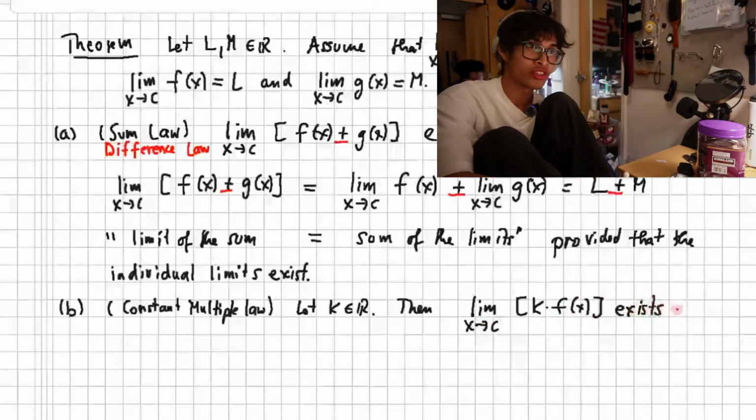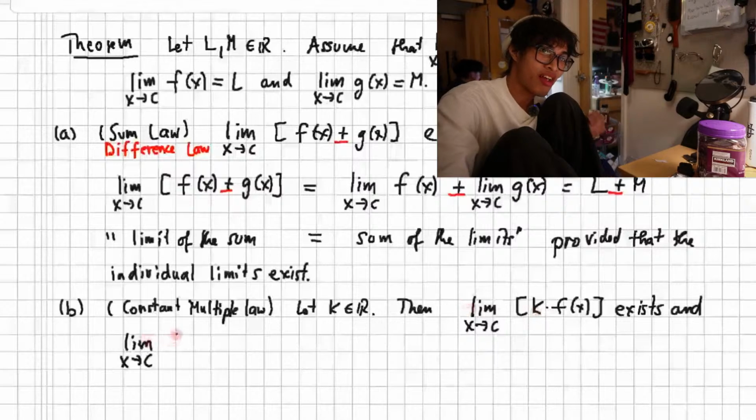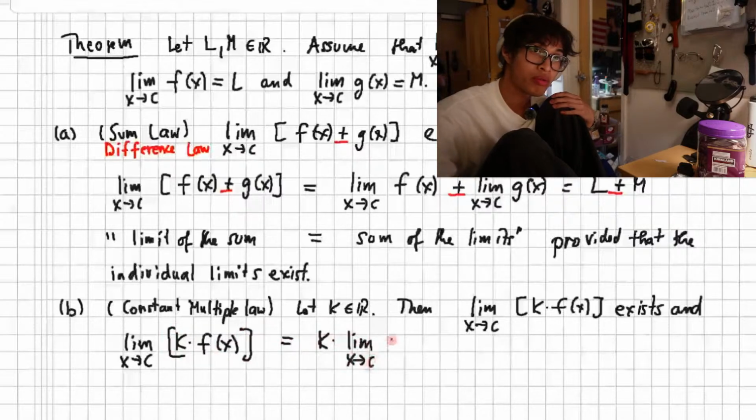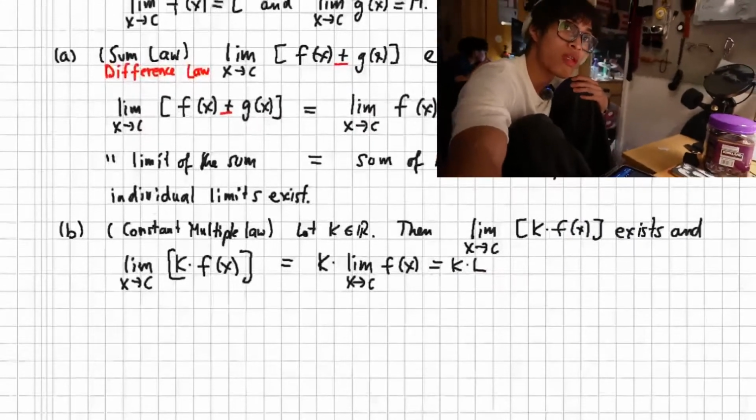This limit exists, and I can calculate it simply by pulling the k out front. So the limit of k times f of x is equal to k times the limit as x approaches c of f of x, or k times L. This is the constant multiple law. The next one's going to be the product law.